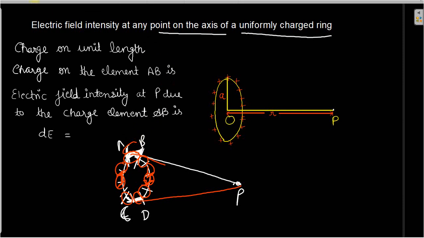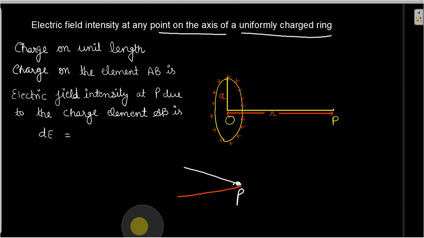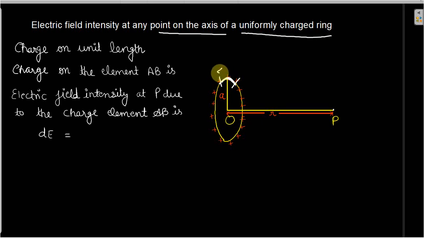How to draw the electric field line. Firstly, let us assume a very small portion AB. This is drawn bigger, but actually the pieces are very small. Let that length be dl, and let the charge on it be dq. On the small portion AB, having length dl, the charge is dq.